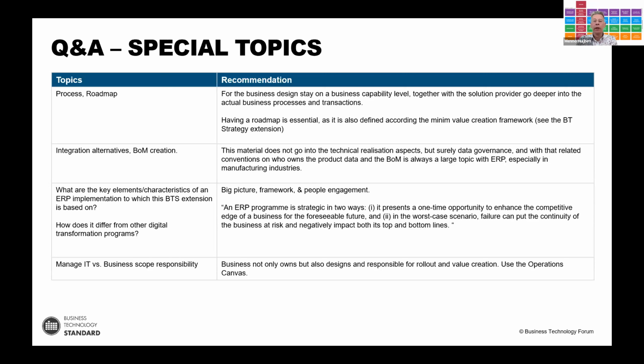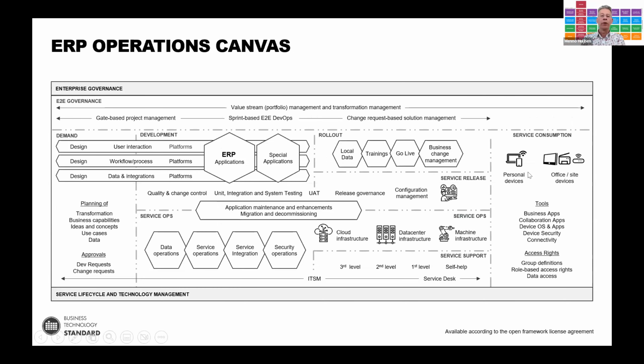I have still one example on that. There was already in the ERP program, if you recall, some definitions on who owns what. You can find it back in the material, and it's also part of the strategy material. This is the overall canvas from left to right on how you go from demands to the actual service consumption of the whole solution. I'm not going into detail now, but have a look at it, because you can find all the elements there.